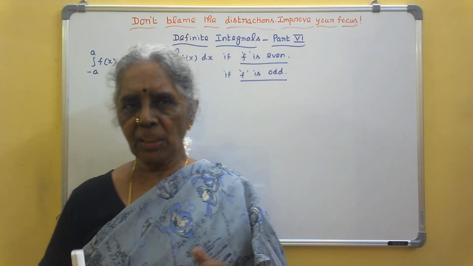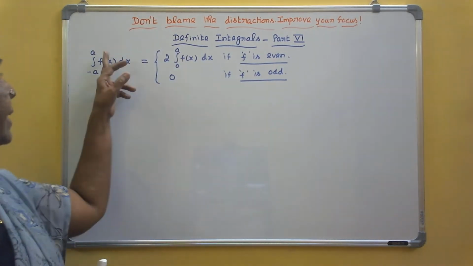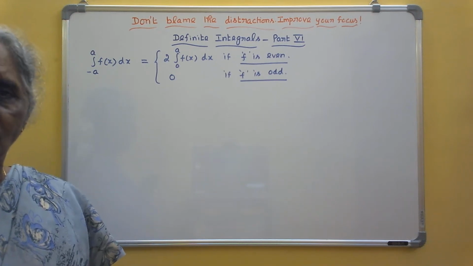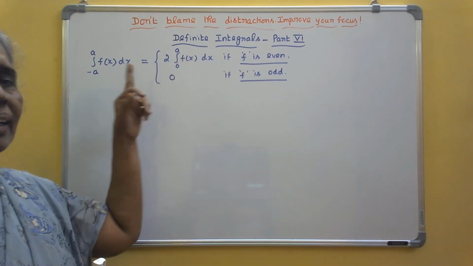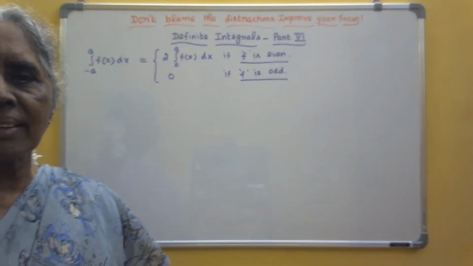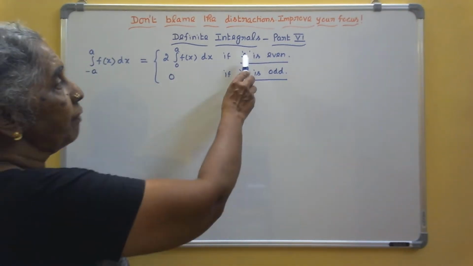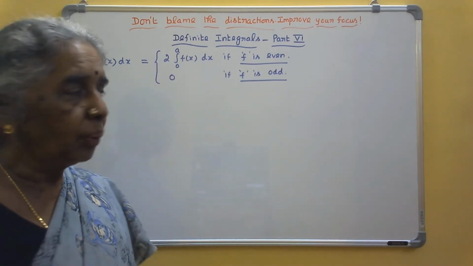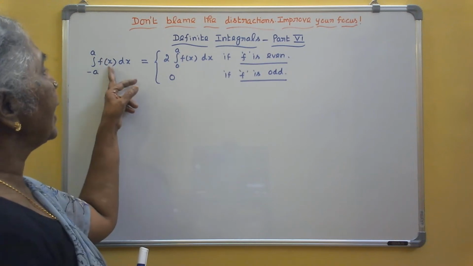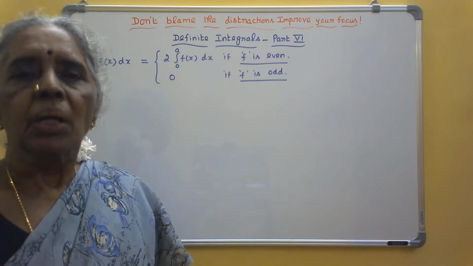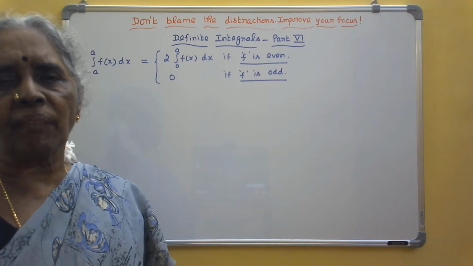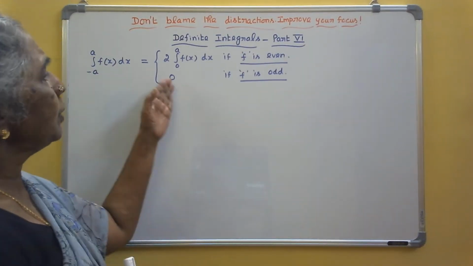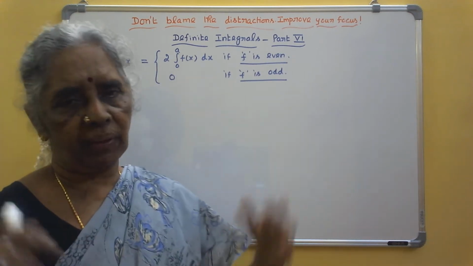The first one is integral from minus a to a of f of x dx is equal to... Here you are going to see two different answers on the RHS depending upon whether f of x is an even function or f of x is an odd function. So, integral from minus a to a of f of x dx will be equal to twice integral 0 to a of f of x dx when f of x is an even function. It will be equal to 0 when f of x is an odd function.